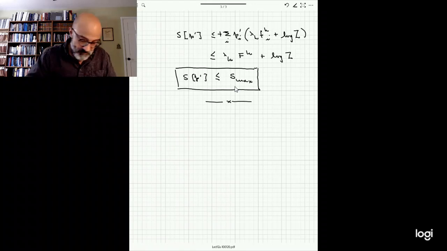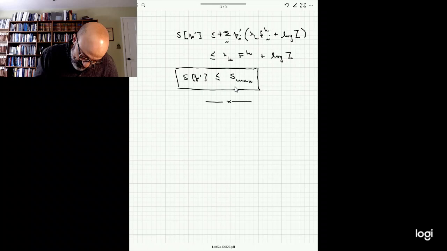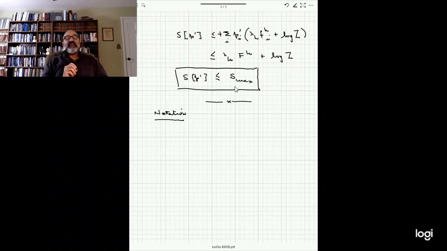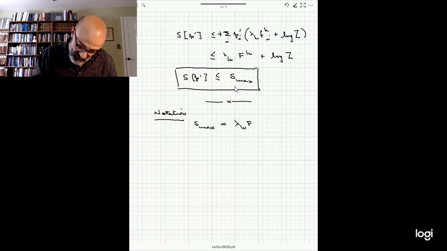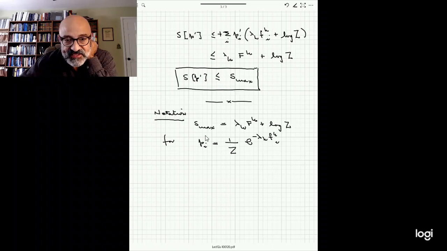Very good. What can we do now? Notation. We have figured out that the maximum of the entropy, which is the entropy of the canonical distribution, and here I'm just going to write it once again. We figured out that the maximum of the entropy is given by this expression, and when the probability distribution is the canonical distribution.